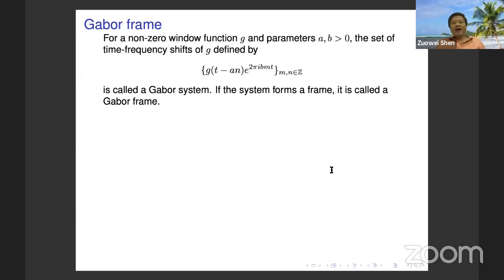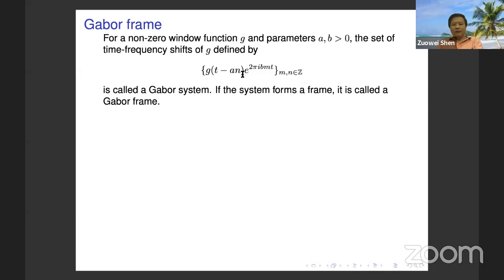If you know the development of wavelets, before wavelets became hot, the wavelet frame had already become hot. Before that, there was already the Gabor frame. The Gabor frame is a system. If you forget about the G, this is just a Fourier basis. But the Fourier basis has a problem: it has very bad time localization.